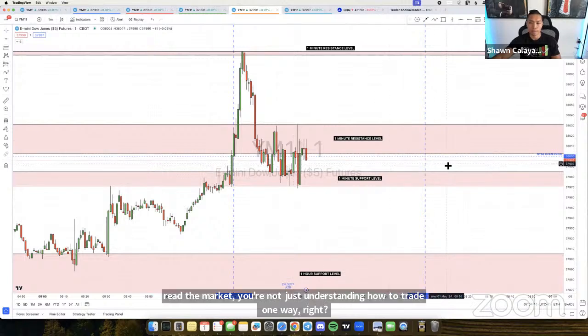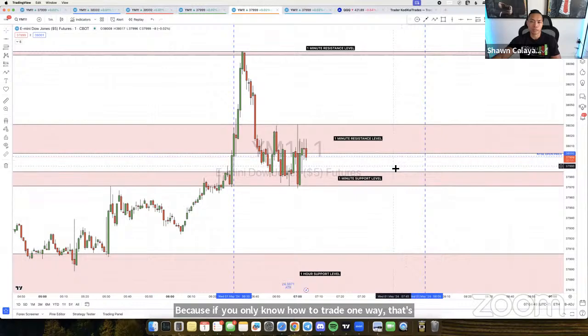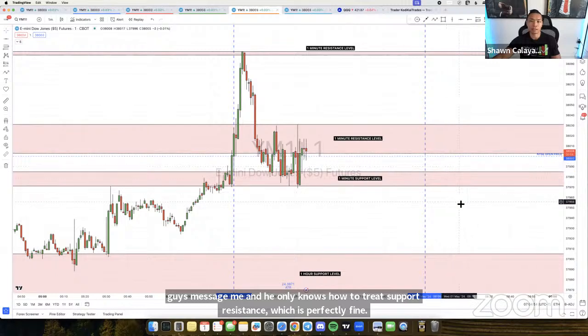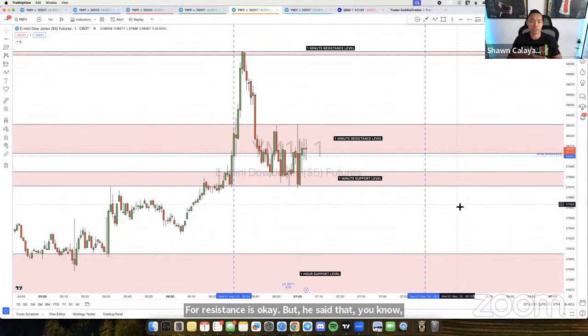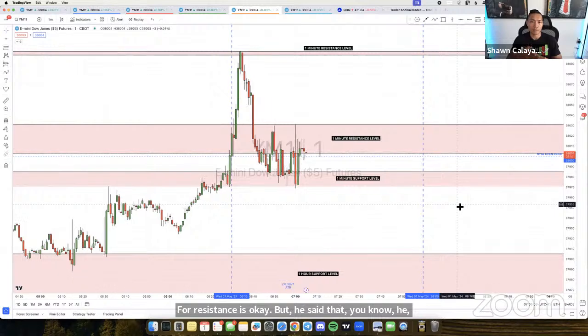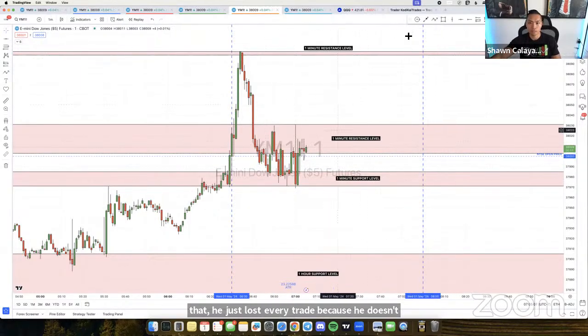One of the new guys messaged me and he only knows how to trade support and resistance, which is perfectly fine. Support resistance is okay. But he said he passed a challenge or an eval, and then after that, he just lost every trade because he doesn't understand how to trade any other type of market. So with support resistance, he was catching break and retest. Obviously, you can see over here, there's no break and retest. There is consolidation and fake outs.